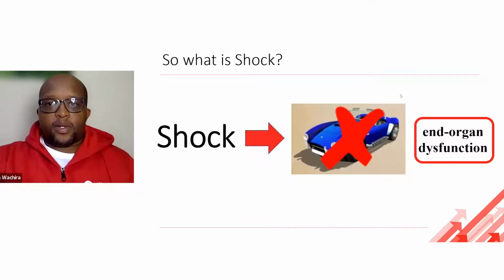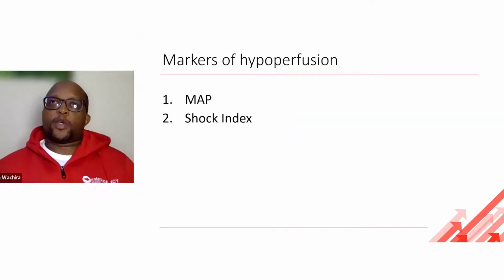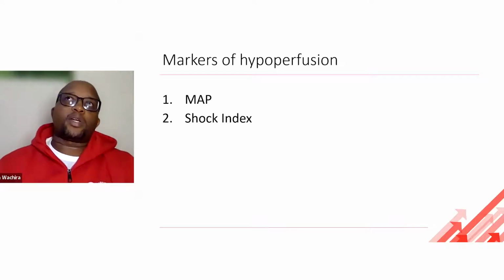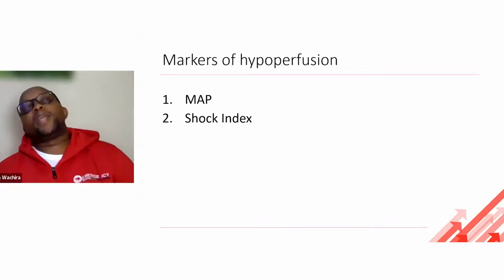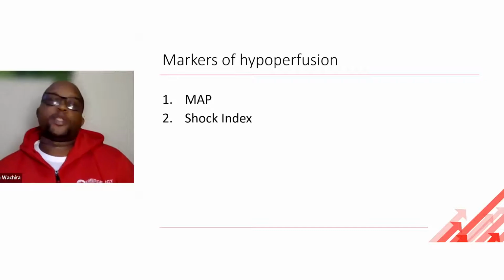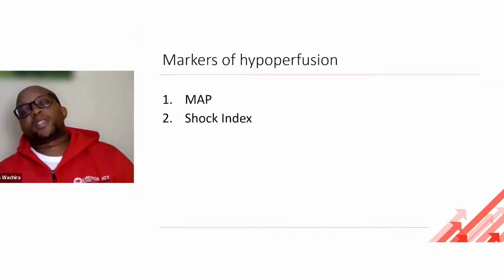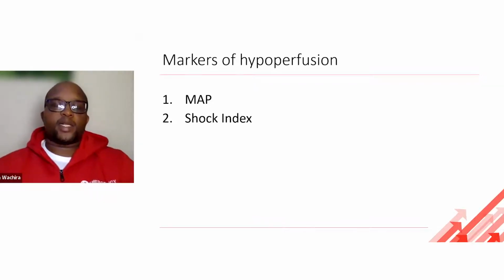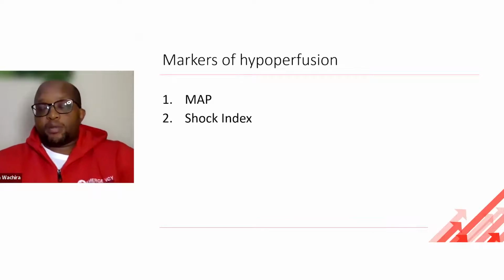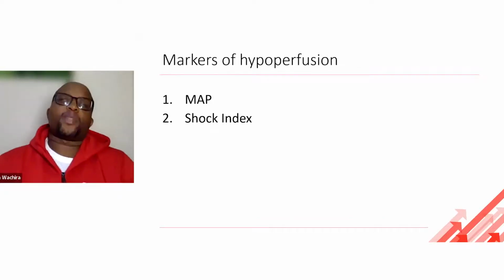Okay. All right. So let's look at others. So remember, shock can be because of decreased delivery of oxygen, blood flow, leading to end organ dysfunction, or decreased utilization of oxygen by the tissues, leading to end organ dysfunction. Okay. So how then do you start telling your patient is in shock?